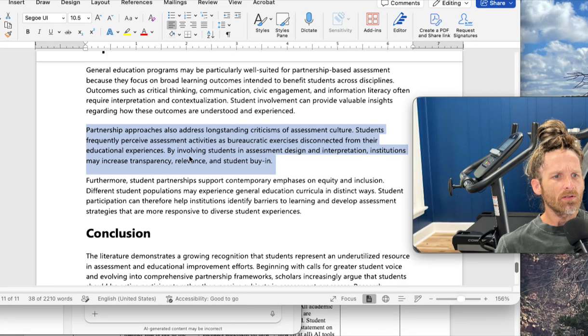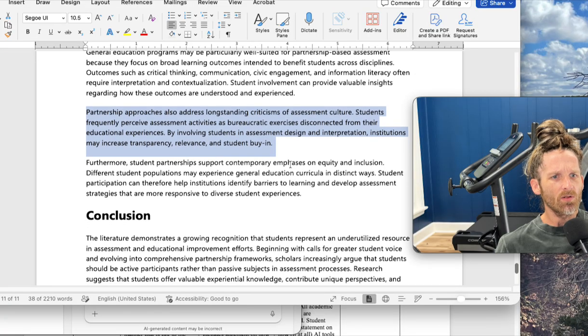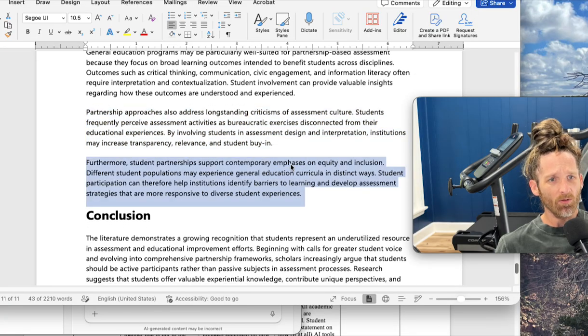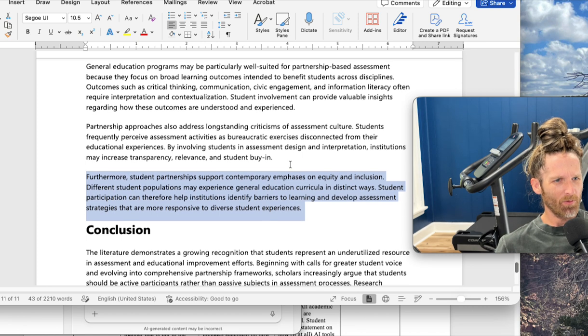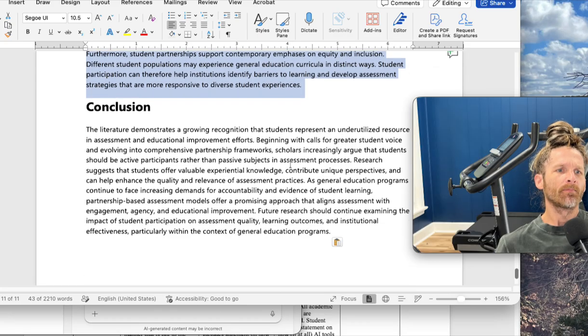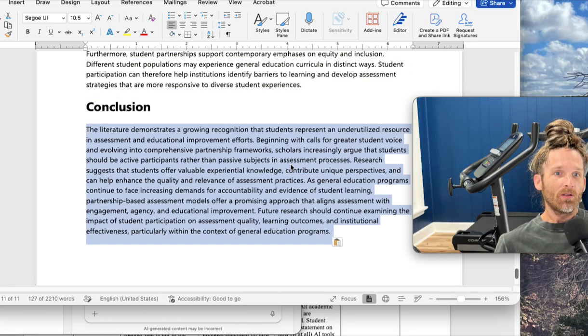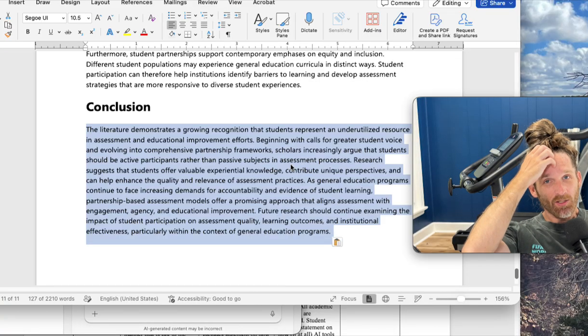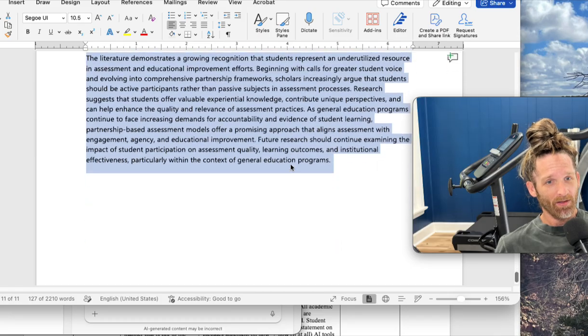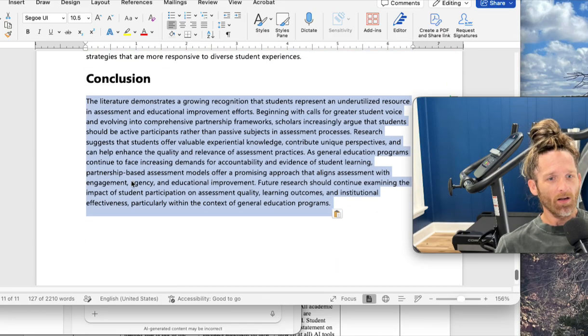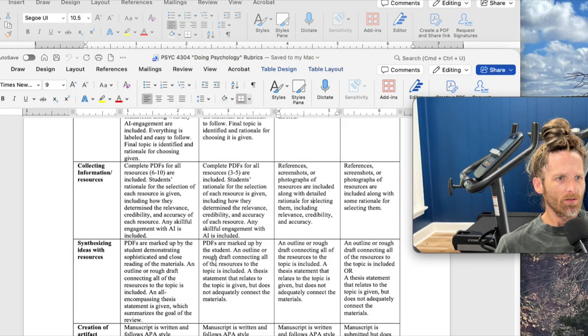Furthermore, student partnership support contemporary emphases on equity and inclusion. Okay, so we have more of a defense for why we might do it, but no actual discussion. This is like reminding me of a lot of stuff that my administrators send and like defense arguments they give about programming. Very disappointing. Now the whole lit review it gave me has read like a conclusion, very vague kind of connections that are made. So I expect this to be like a doubly vague. All right, let's go back to this rubric.